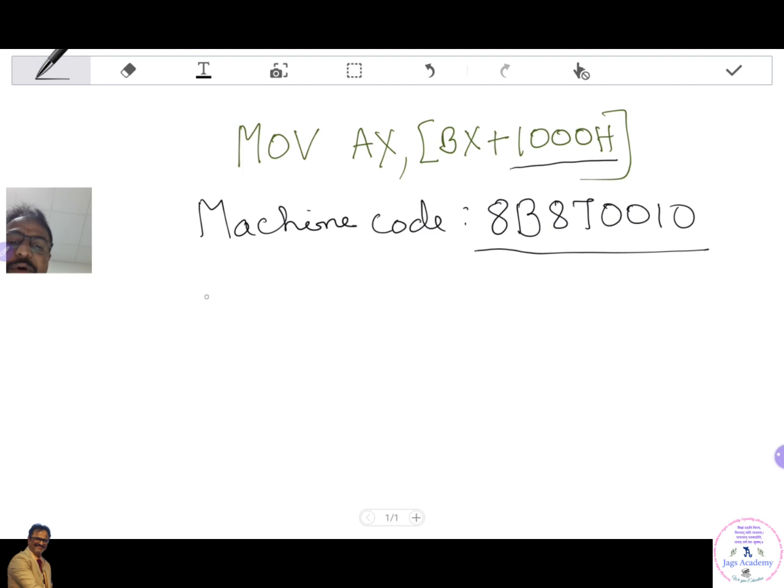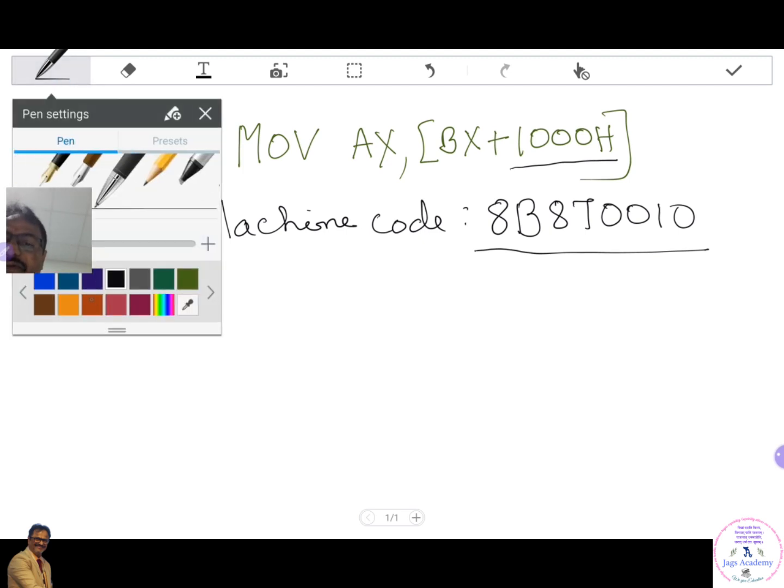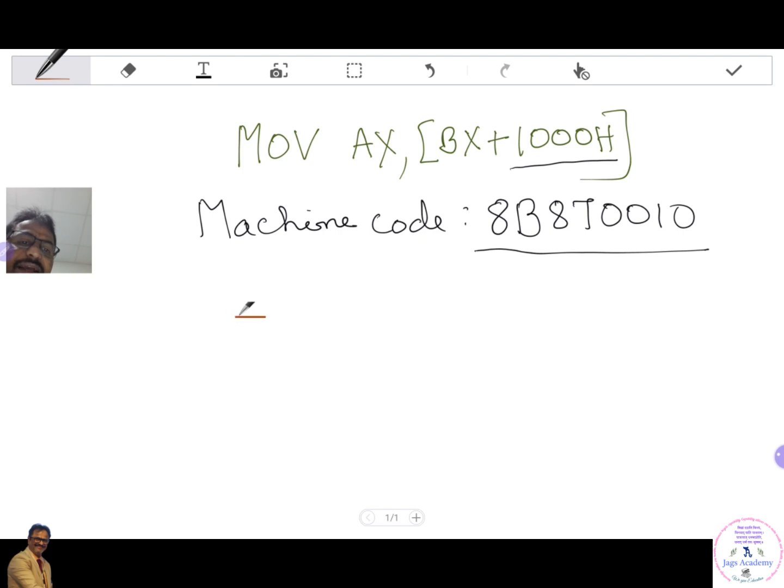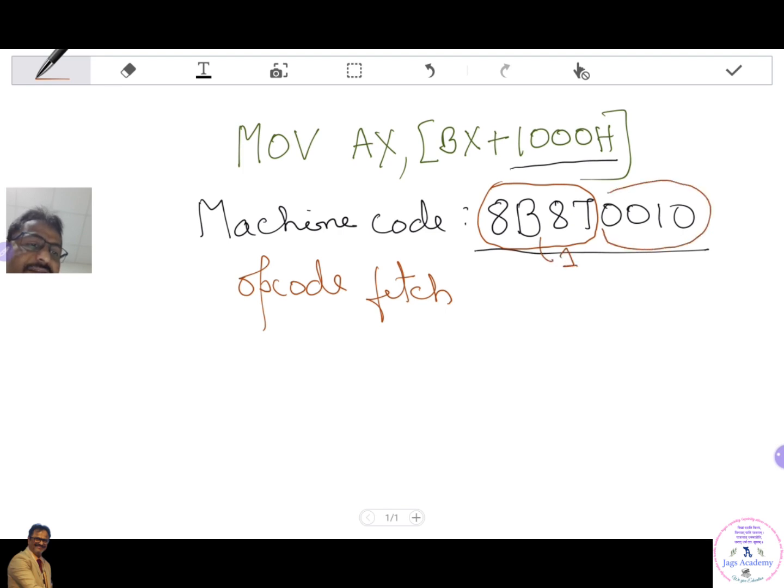For opcode fetch, how many machine cycles are required? This 16-bit data will be read in one machine cycle, and the other 16 bits are read in another machine cycle. So totally, for opcode fetch you need 2 machine cycles.